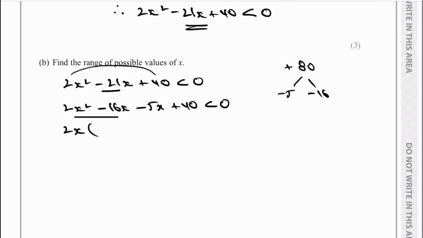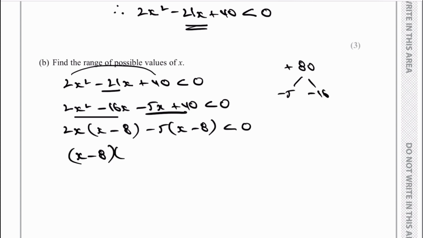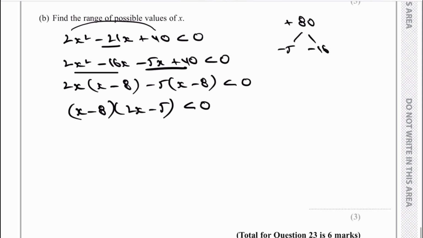If I factorize the first two terms, I'm going to get 2x multiplied by x minus 8, and then I'm going to factorize the second two by minus 5, and guess what? I get x minus 8 again. So now what I've got is common terms of x minus 8. If I multiply those x minus 8 by 2x minus 5, I've then got my solutions, where I can say that x would be equal to 8 and x would be equal to 2.5, or 5 over 2.